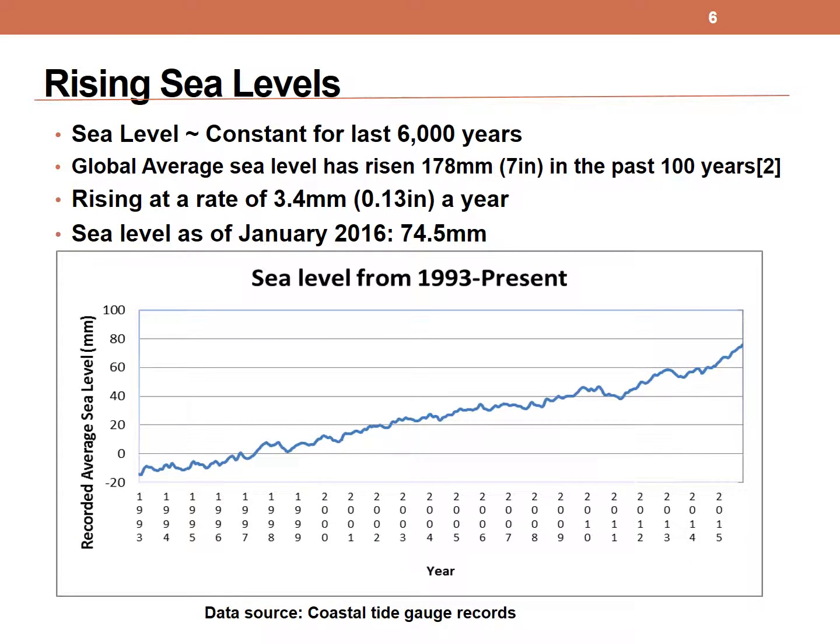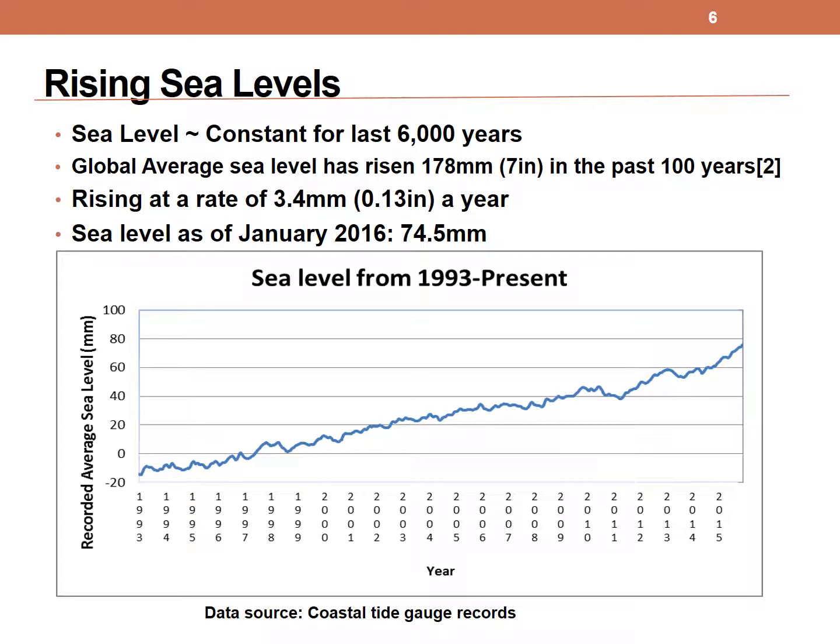Another issue that we are facing is the rising sea levels. As of January 2016, the sea level has been recorded as 74.5 millimeters, but it is important to note that these numbers are very conservative as of late studies. Studies have shown that these predictions from current models can be 1 to 3 feet lower than what is actually expected. So sea level rise is actually a very dangerous trend that's happening that needs to be addressed and is not being addressed.